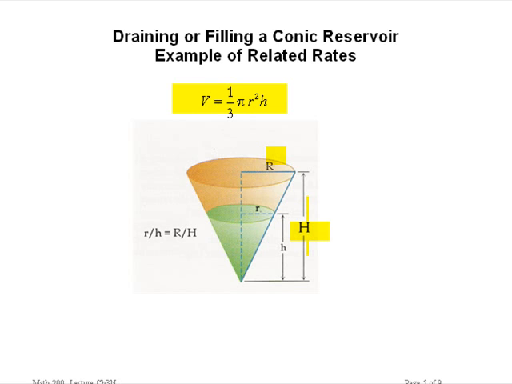But we can rewrite this equation so we only have two things changing with time by using this ratio. Because the fluid is confined to this cone, this ratio has to hold. Little r to little h, the radius and height of the fluid level, is equal to big R over big H, the radius and height of the outer dimensions of the cone.